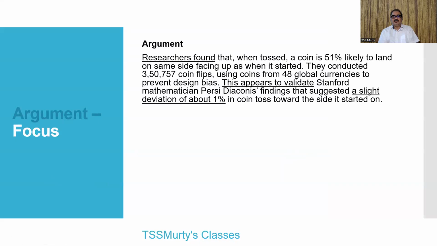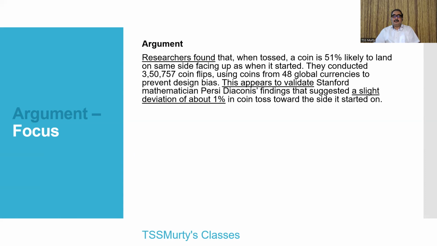Here is the argument for us to understand. What does it say? Researchers found that when tossed, a coin is 51% likely to land on the same side facing up as when it started. They conducted 3,50,757 coin flips using coins from 48 global currencies to prevent design bias. This appears to validate Stanford mathematician Percy Diaconis' findings that suggested a slight deviation of about 1% in coin toss toward the side it started on.